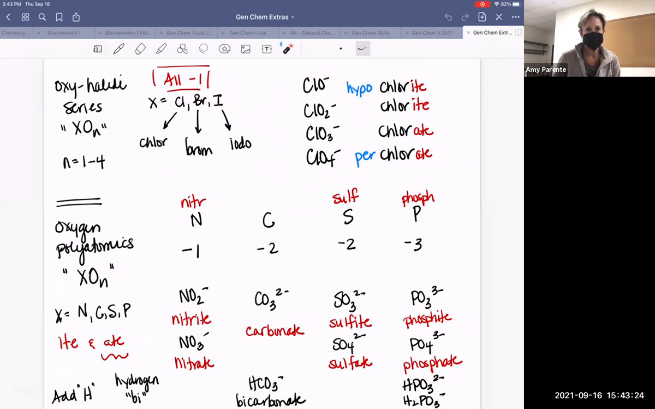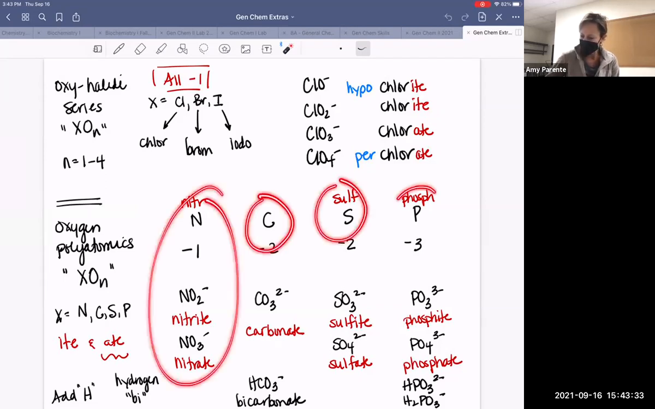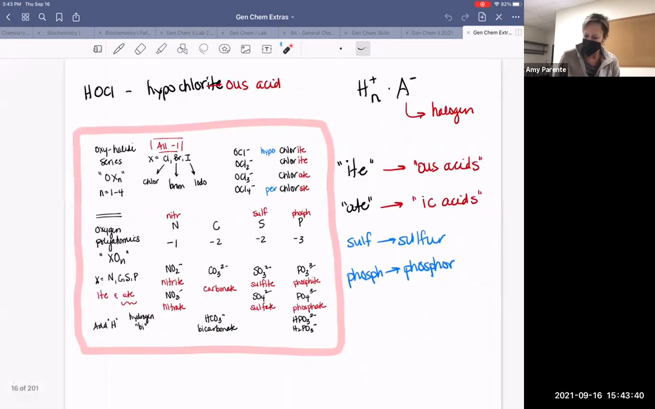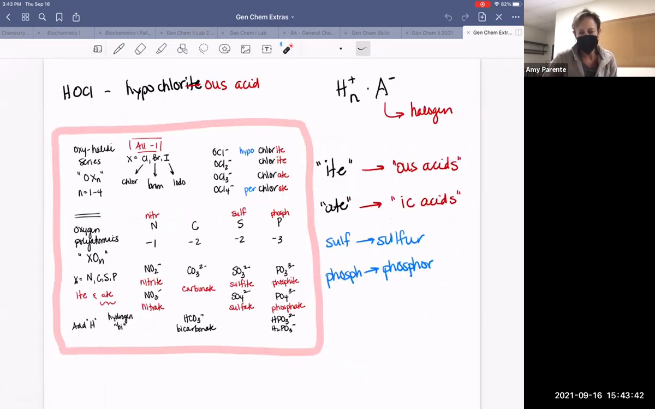So there's the oxyhalide series, and then we've got these oxygen polyatomics that are either the nitrogen-based ones, the carbon-based ones, sulfur, and then phosphorus-based ones. Those are ones that can get a little bit confusing, so those are all categorized there. And then importantly, why I wanted to put this slide up real quick, since we were just naming an acid, reminding us that after you find all of these polyatomic anions, if you mix them with a hydrogen atom, that's going to generate an acid.